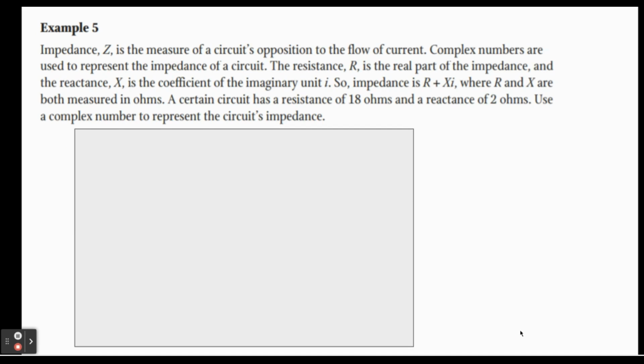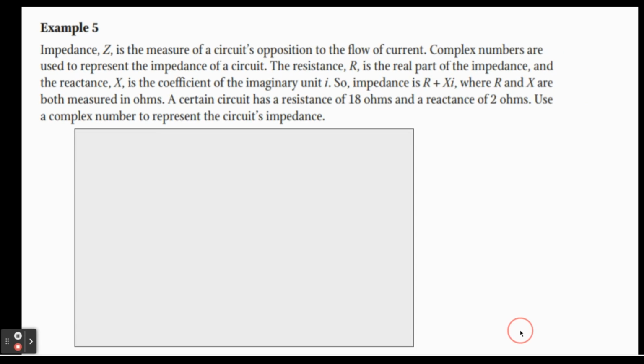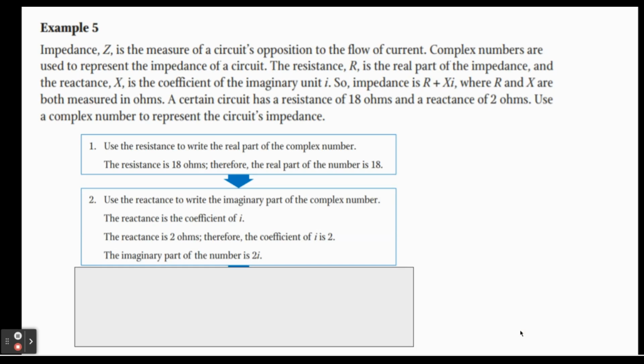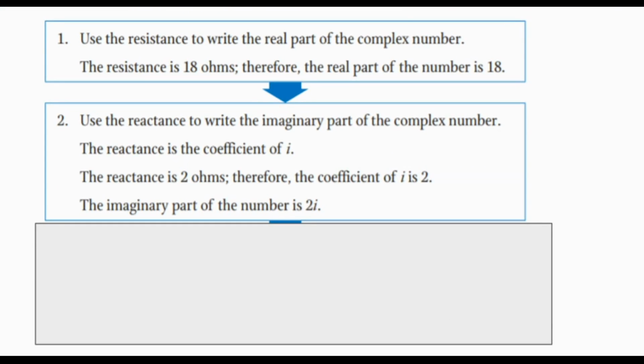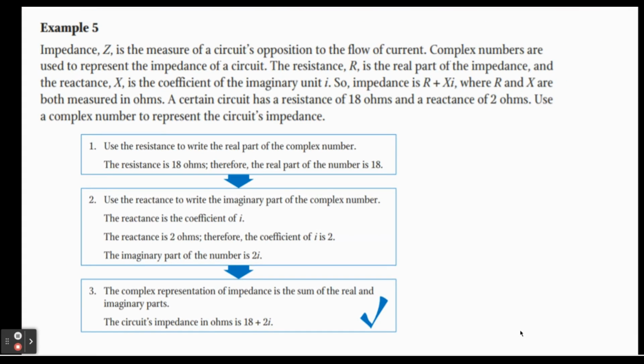And example 5 talks about impedance. And here's a good real-life example of where imaginary numbers can be used. Impedance Z is the measure of a circuit's opposition to the flow of current, and complex numbers are used to represent the impedance of a circuit. So the resistance R is the real part, and then you have the reactance X, which is really the coefficient of the imaginary unit i. So for this particular problem, we can identify those parts there. So the resistance is 18, so the real number will be 18, and then the reactance is 2, so that'll be 2i for that imaginary component. So we could write it as 18 plus 2i.